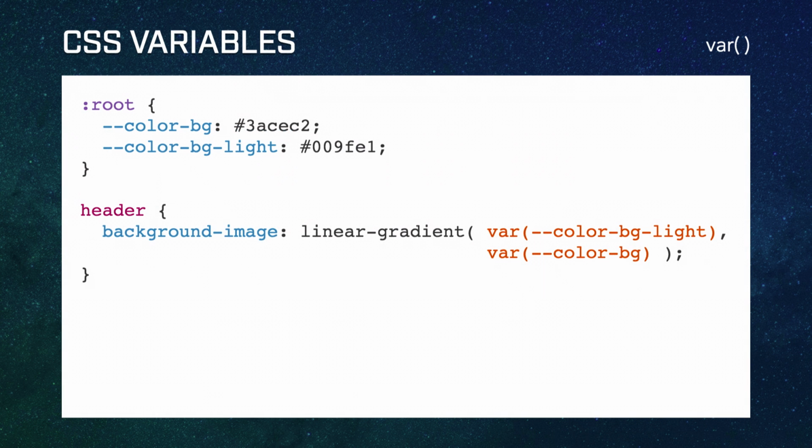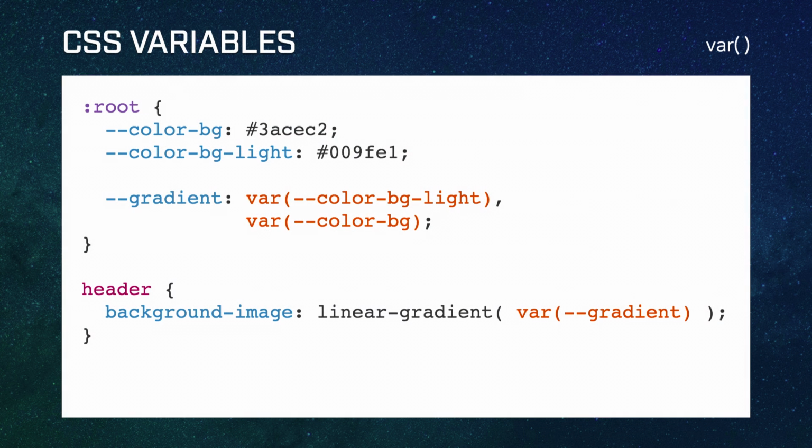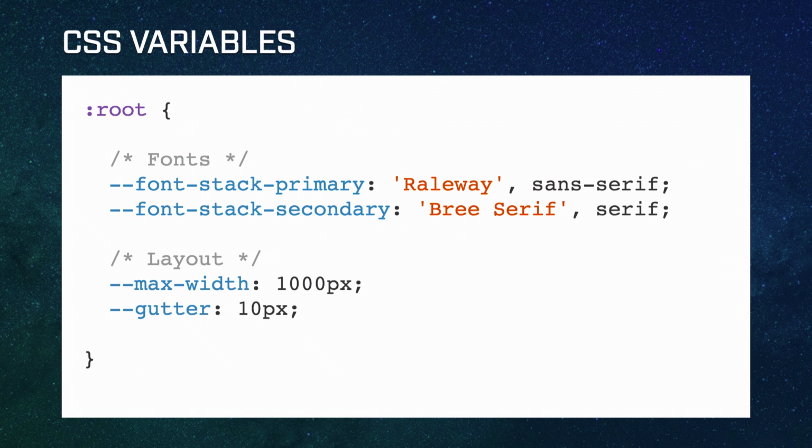Now, a property value can contain more than one var function. Like you see here, it uses two vars to define a gradient. It's also possible to assign a value to a custom property using other variables, like in this gradient custom property here. And you can use them for font stacks, layout styles, and so on to avoid code duplication.